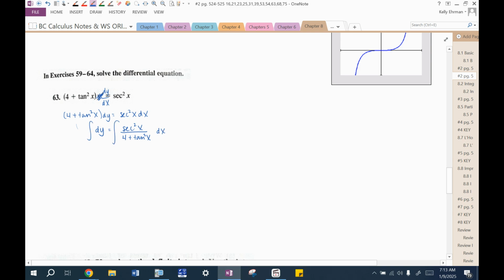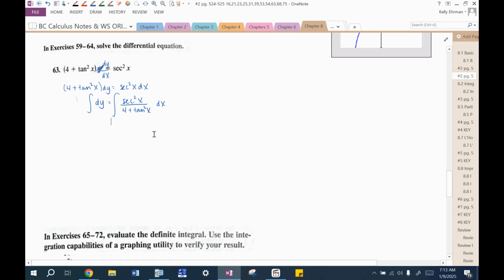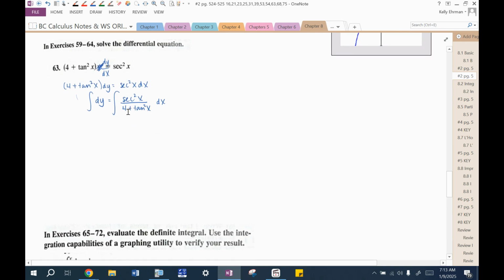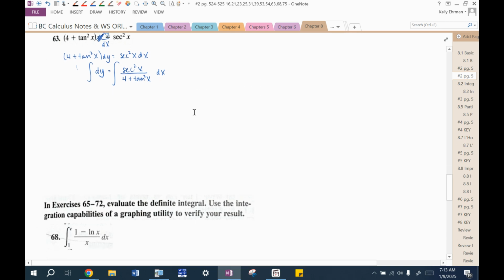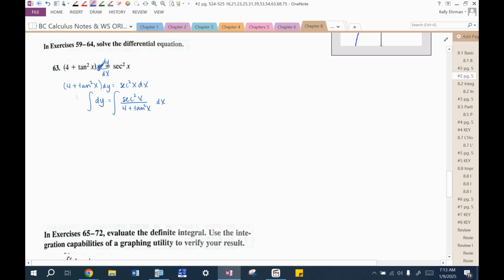This looks kind of ugly at first, right? Because remember, if we just make u equal to 4 plus tangent squared, the derivative of tangent squared is not going to be canceled out up here. It would be 2 tangent secant squared. So this is inverse trig. Anytime you see a sum of squares, think about inverse trig. a squared is 4, so a is 2. u squared is tangent squared, so that means u is tangent.